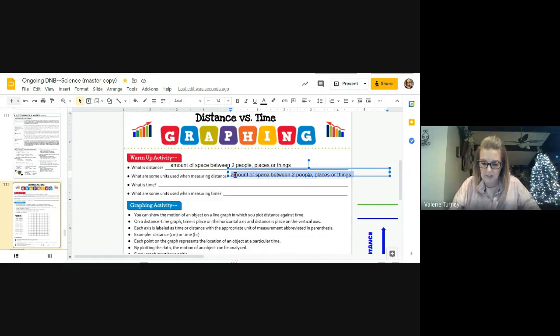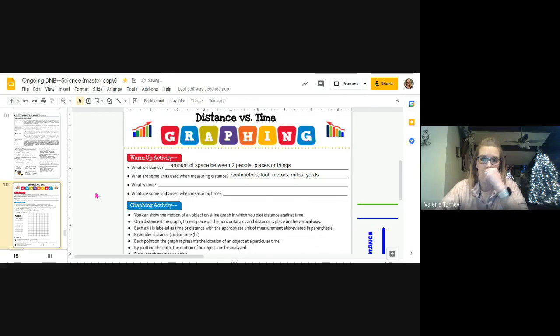But just some of the things that you could write down that we use for distance. We use centimeters. We can use feet, we can use meters, we can use miles, we can use yards. There's lots of different things. So here's just a few of the things that you can type in.